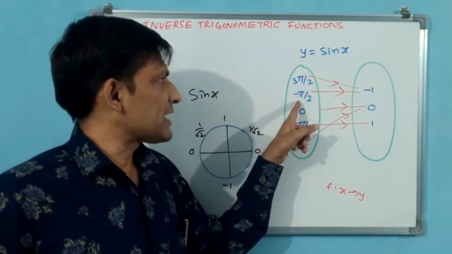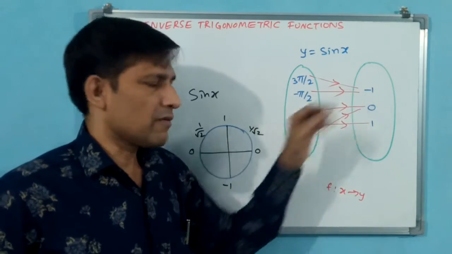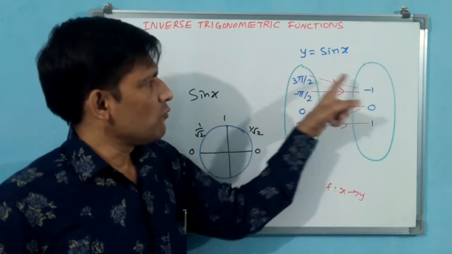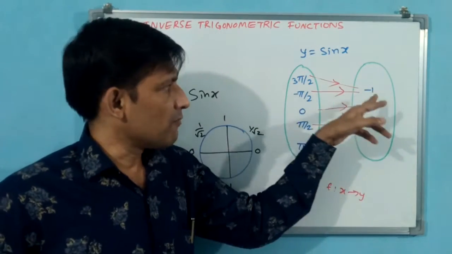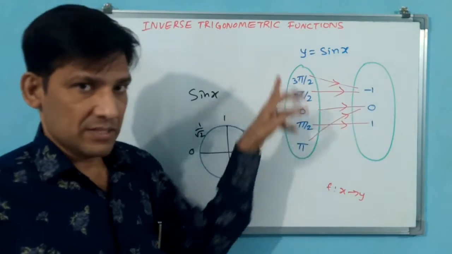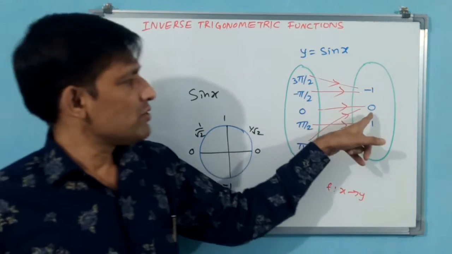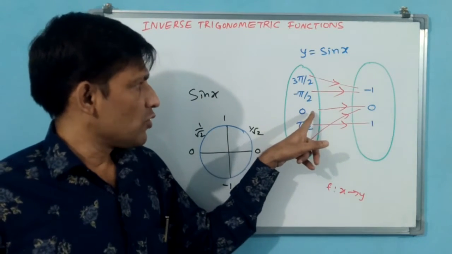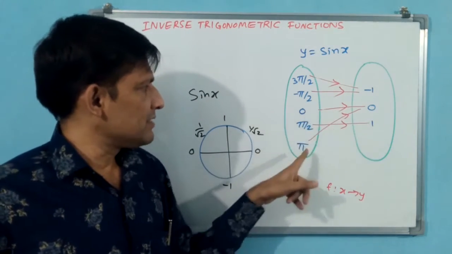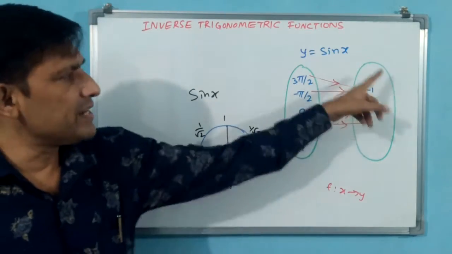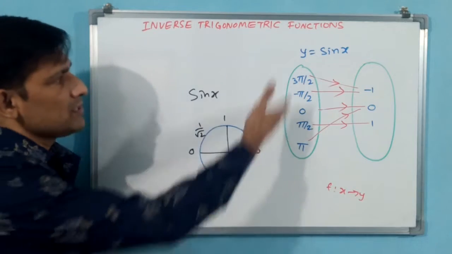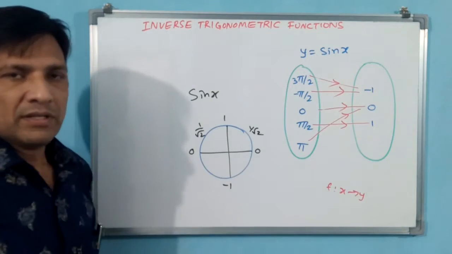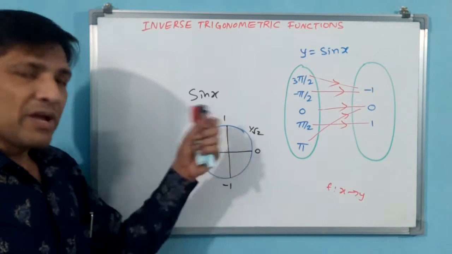3 pi by 2, minus pi by 2. Both are pre-images for 1. For 3 pi by 2, only one image. For minus pi by 2, only one image. But minus 1 has two pre-images. 0 is also like this: 0 has 0 as a pre-image and pi as a pre-image. Like this, every value has many pre-images, so it is a many-one function. See, this is up to 2 pi only. But if you go beyond, why?